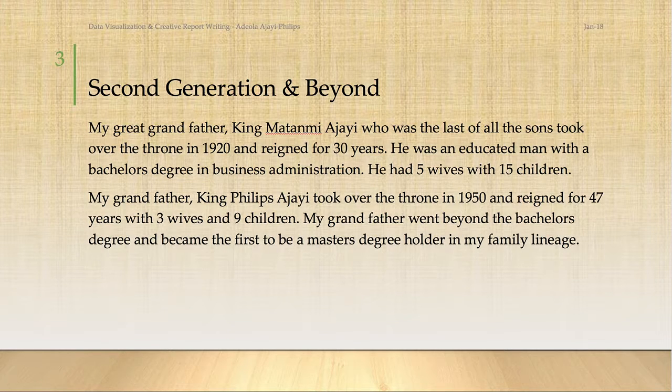My grandfather, King Philip Ajayi, took over the throne in 1950 and reigned for 47 years, with 3 wives and 9 children. My grandfather went beyond a bachelor's degree and became the first master's degree holder in the family lineage. You can tell that the more educated they are, the fewer wives they decide to have, and the fewer kids they produced over time.